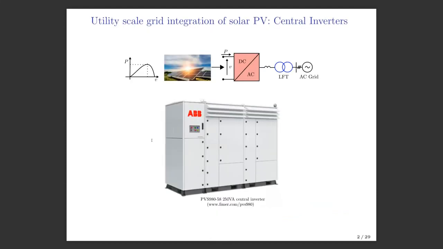Now, this slide shows how large solar farms are connected to the grid. Several solar cells are connected in series and parallel combination. And at a given irradiation, the available active power, P, is a function of the terminal voltage. There is a particular voltage at which the available power is maximum.